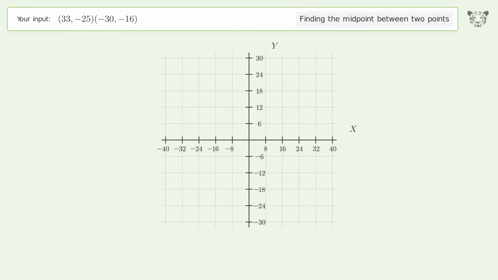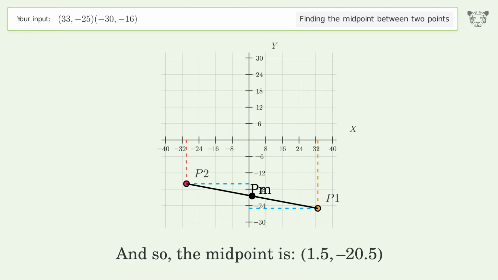And so, the midpoint is 1.5, negative 20.5.